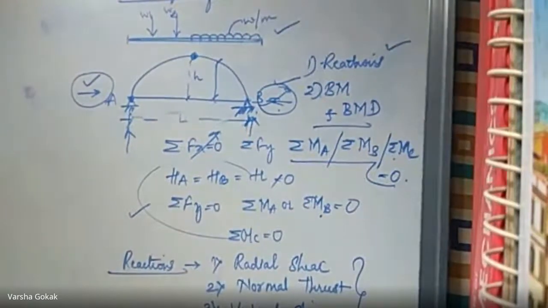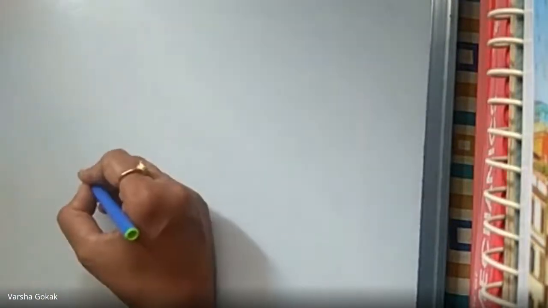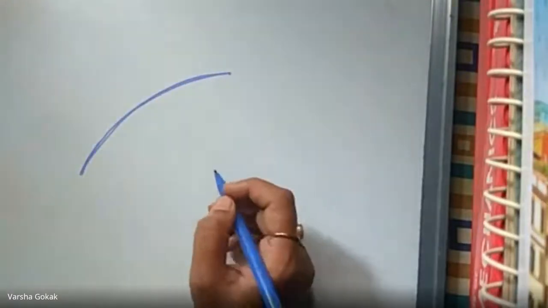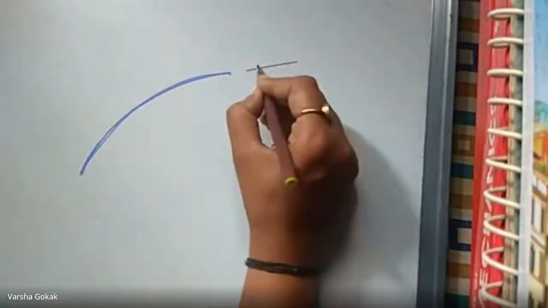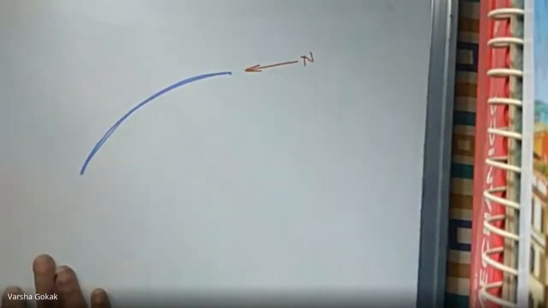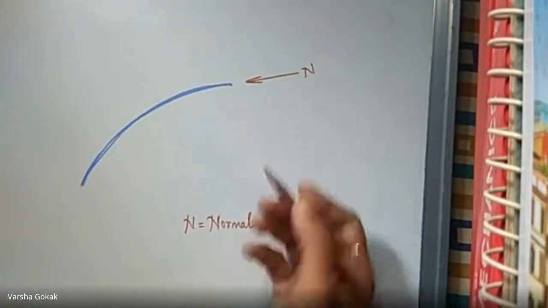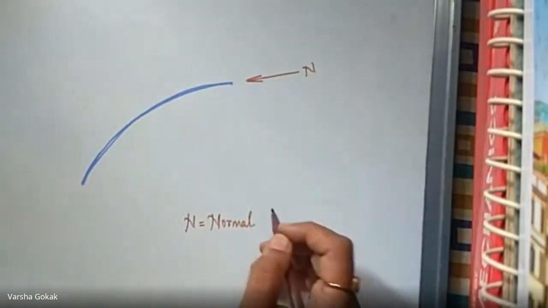Now coming to what is this radial shear or normal thrust and how to find that, we will be requiring some part of your engineering mechanics here. Yesterday I told you about resolution of a force. So this is how the arch section is going to be. I'll not draw a double figure, only a single figure. It is going to be a curve in nature. What happens is, normal thrust is always going to act like this, N. N stands for normal, usually you are aware of that.